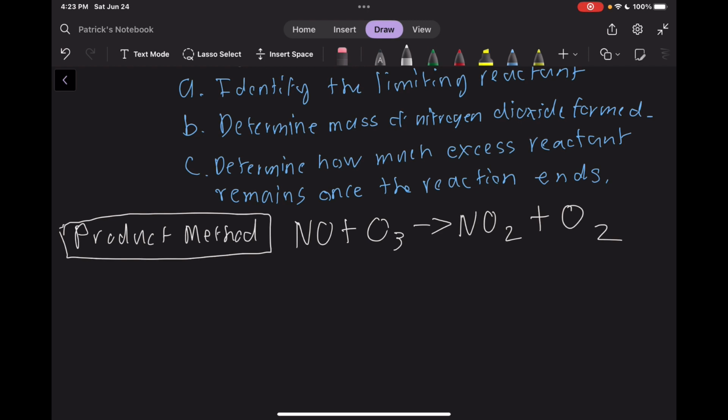Let's start with ozone, which has a chemical formula of O3. We have to convert 10.2 grams of ozone into moles of ozone using the molecule's molar mass, which is 48 grams per mole.